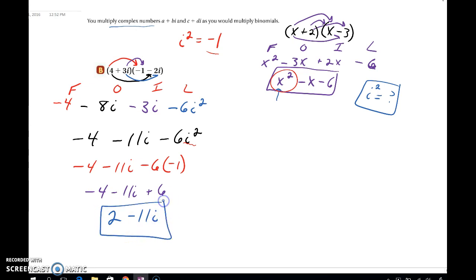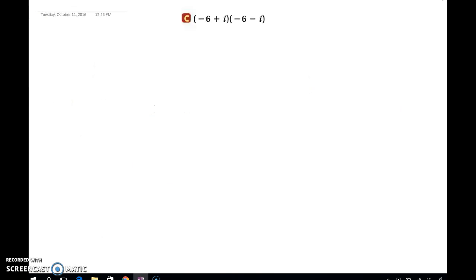All right, it's the exact same thing as FOILing, except for now we have an i squared that is equal to something. All right, it's equal to negative 1. So one more problem, and then we're done with this video. All right, so now if we're asked to multiply these two numbers, same thing, we will use our FOIL method. Our first, our outer, our inner, and our last.